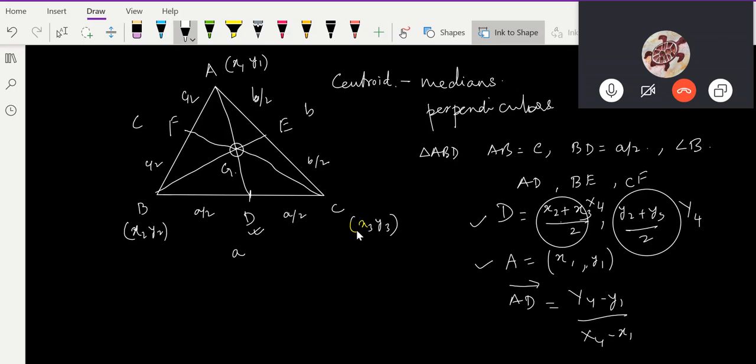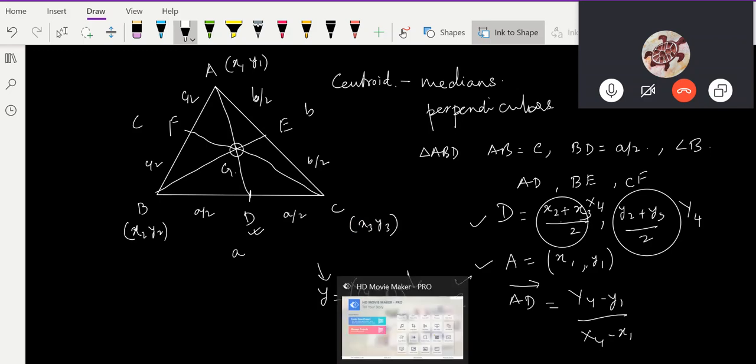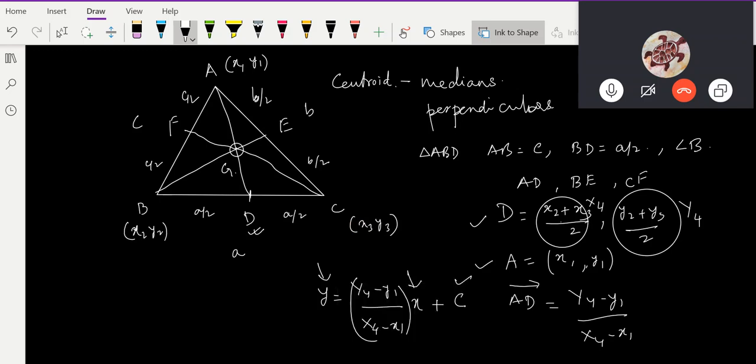So this is the slope of this line. Therefore the equation will be y equal to y4 minus y1 by x4 minus x1, which is the slope, into x plus c. And you can put in the value of either x1, y1 or x4, y4 in this to find out the value of c, because it passes through both points. Clear?